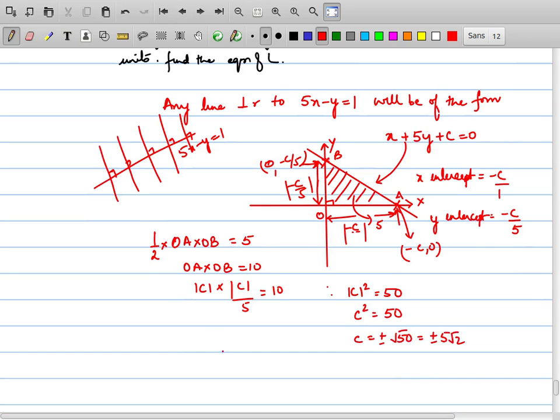Therefore, two equations are possible: x plus 5y plus 5 root 2 equals 0 and x plus 5y minus 5 root 2 equals 0. These are the two equations which are possible, which are perpendicular to the given line and which form a triangle whose area is 5 square units with the coordinate axes.